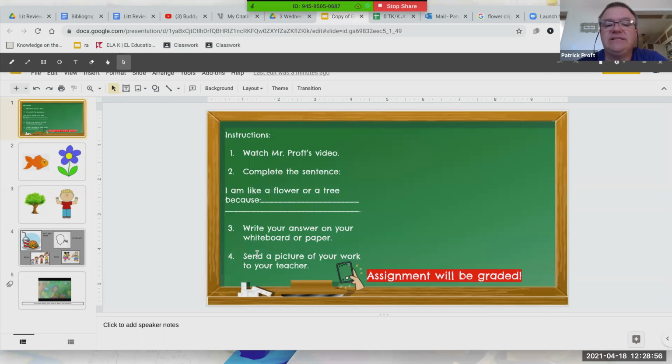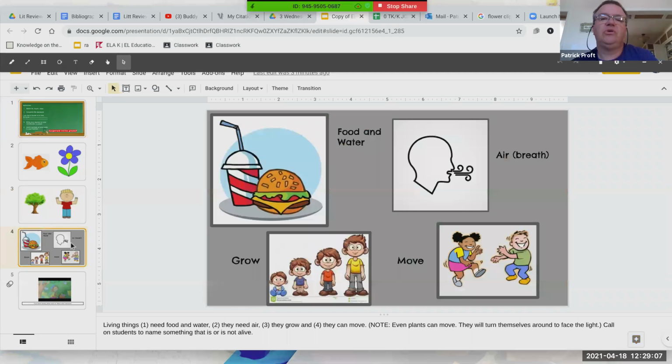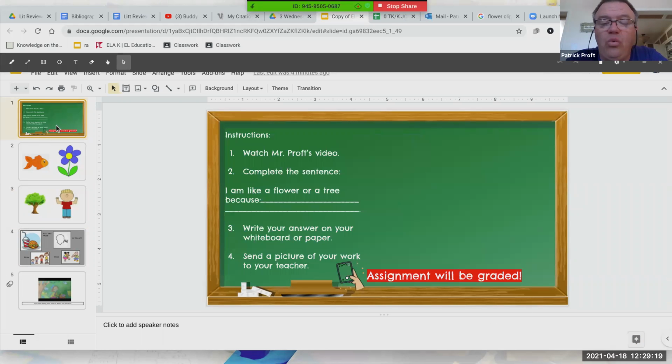You're going to complete this sentence: I am like a flower or a tree because... and you're going to give us one answer why you and a tree or you and a flower are the same. What do you both have in common? You're going to write that answer onto a whiteboard or a piece of paper. Make sure that a grown-up takes a picture of that and sends it to me or Miss Dano.